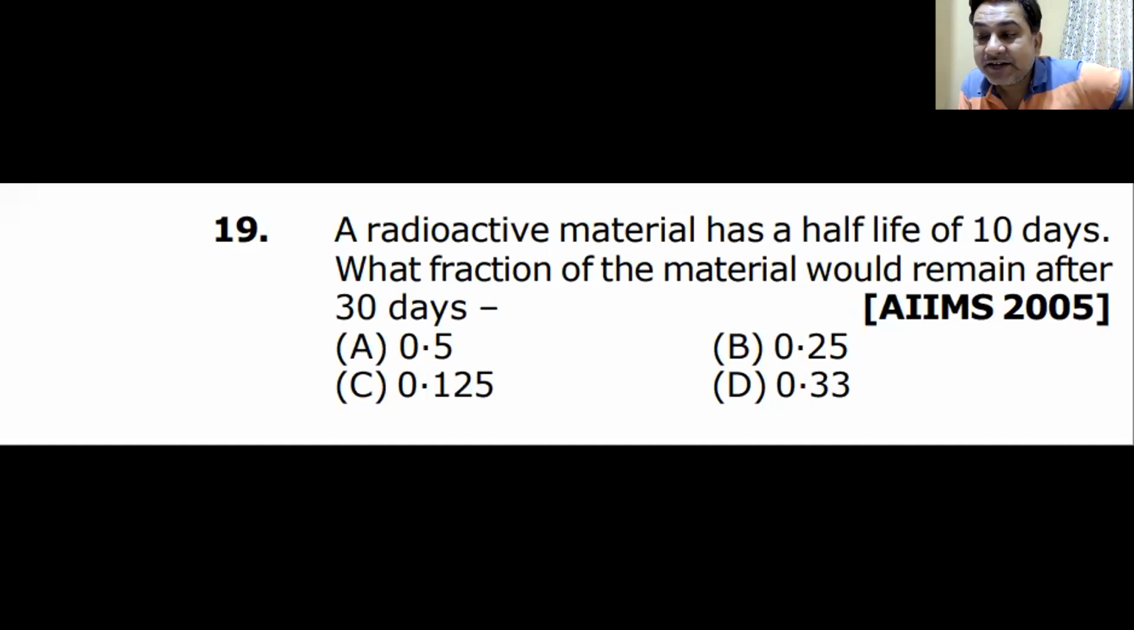A radioactive material has a half-life of 10 days. What fraction of the material will remain after 30 days? After 30 days, how many half-lives have gone? One half-life is 10 days. In 30 days, how many half-lives are gone? 3.